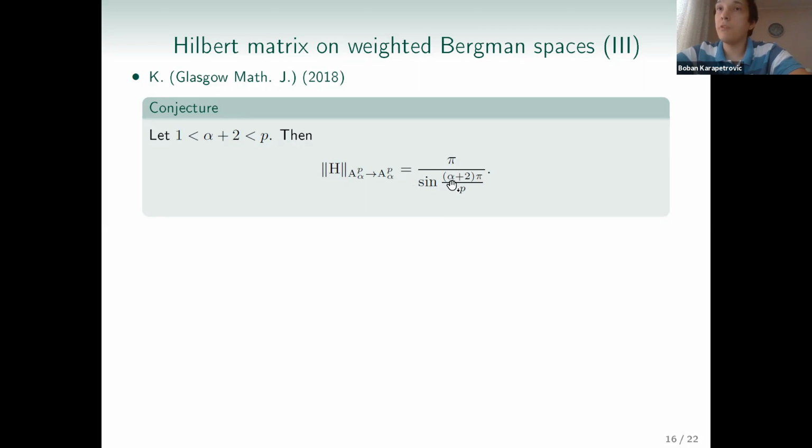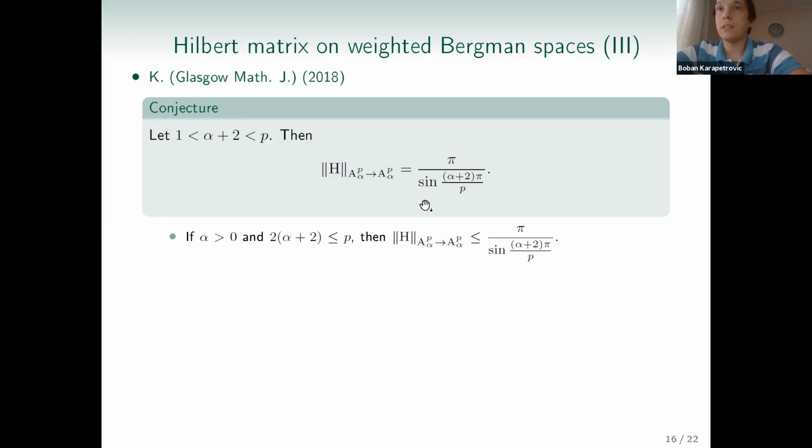When alpha is equal to 0, we have the case of the standard Bergman space. Then this quantity becomes pi over sine of 2 pi over p. And when alpha goes to -1, this quantity becomes pi over sine of pi over p, and these weighted Bergman spaces A^p_alpha become the Hardy space H^p. So also when alpha goes to -1, we have the case of the Hardy space H^p.